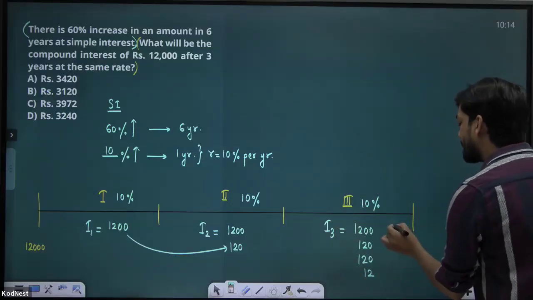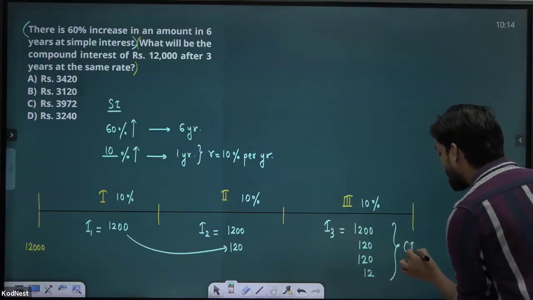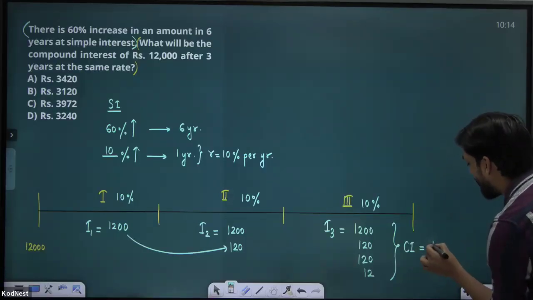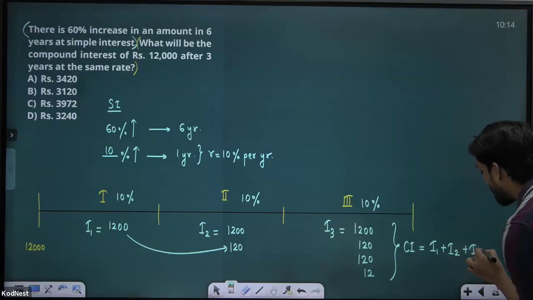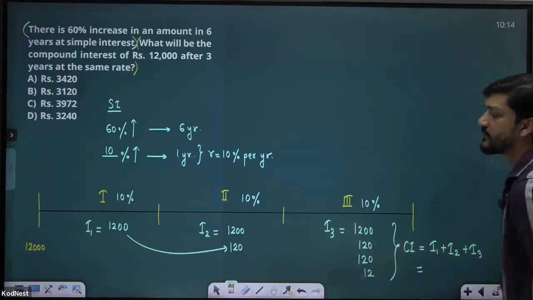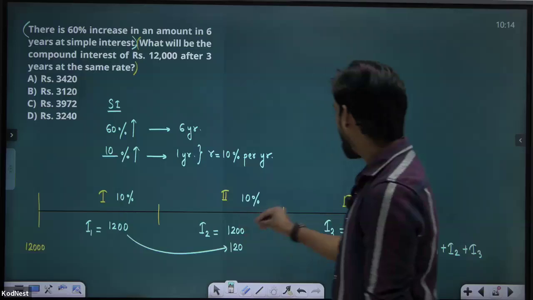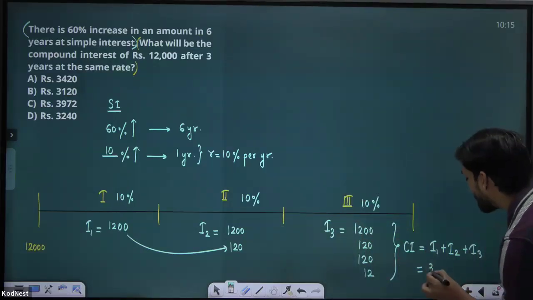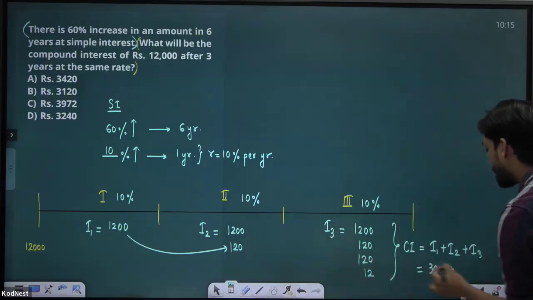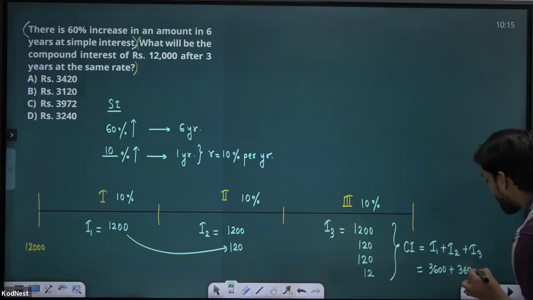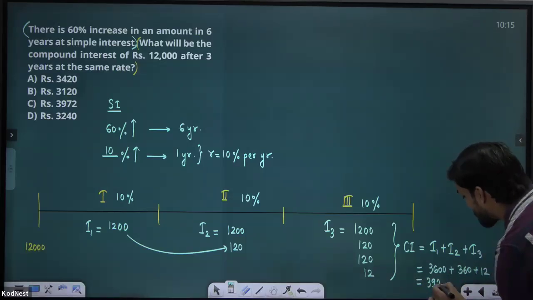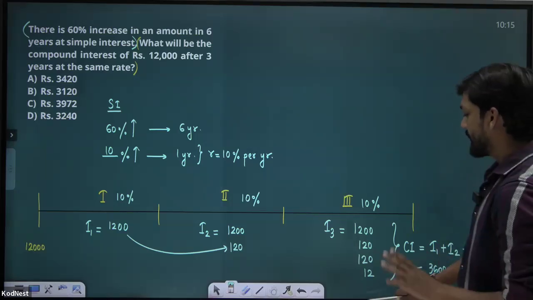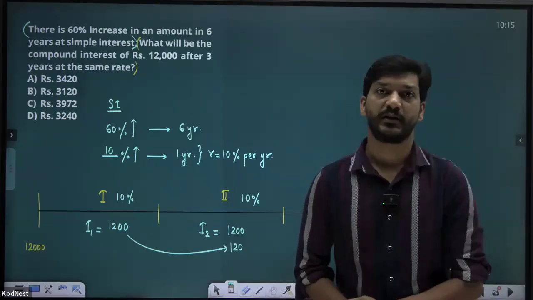This is the final. So total compound interest will be I1 plus I2 plus I3. This will give you the answer. So 1200, 1200, 1200 will be 3600. 120, 120, 120 will be 360, plus 12. 3960 plus 12, so 3972, this way you will get.